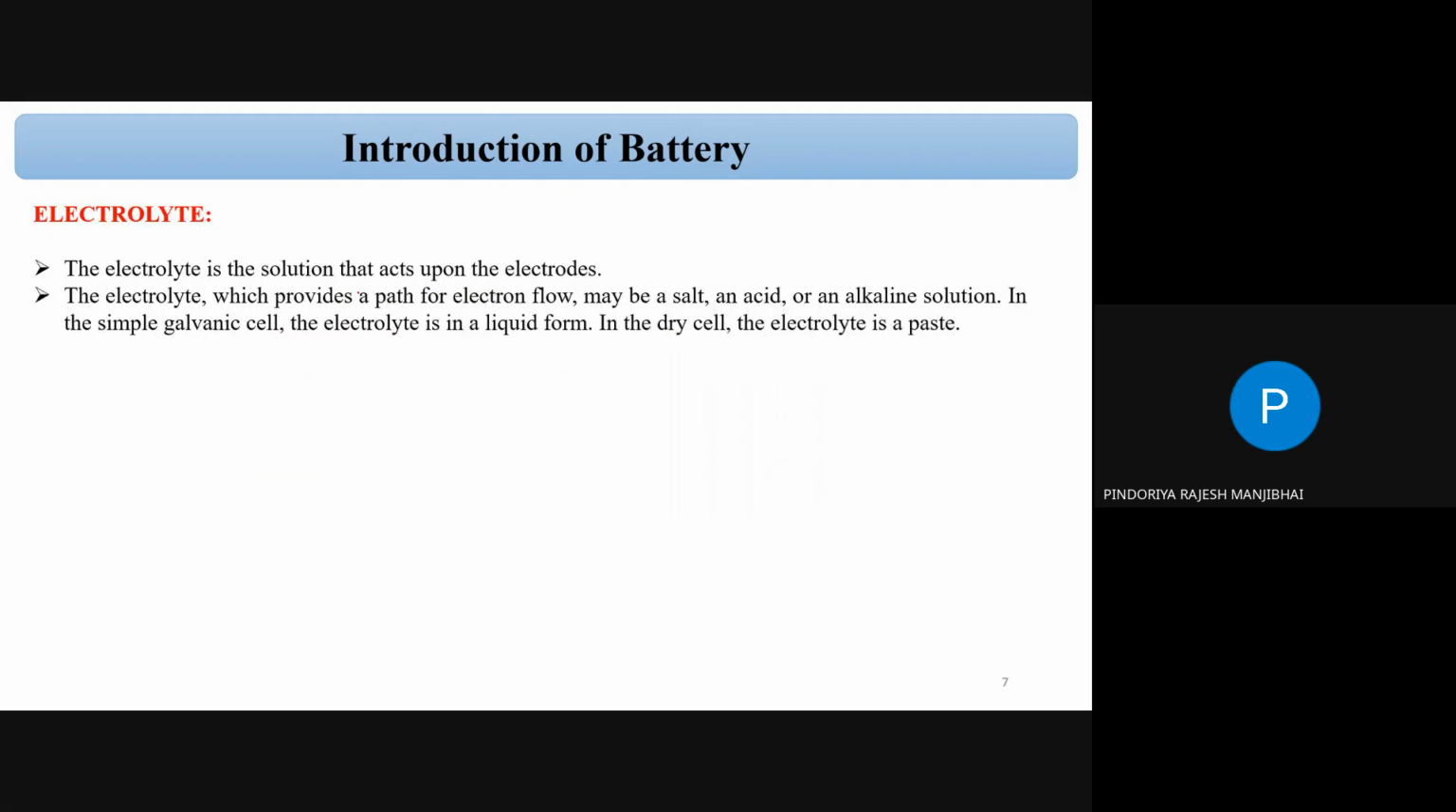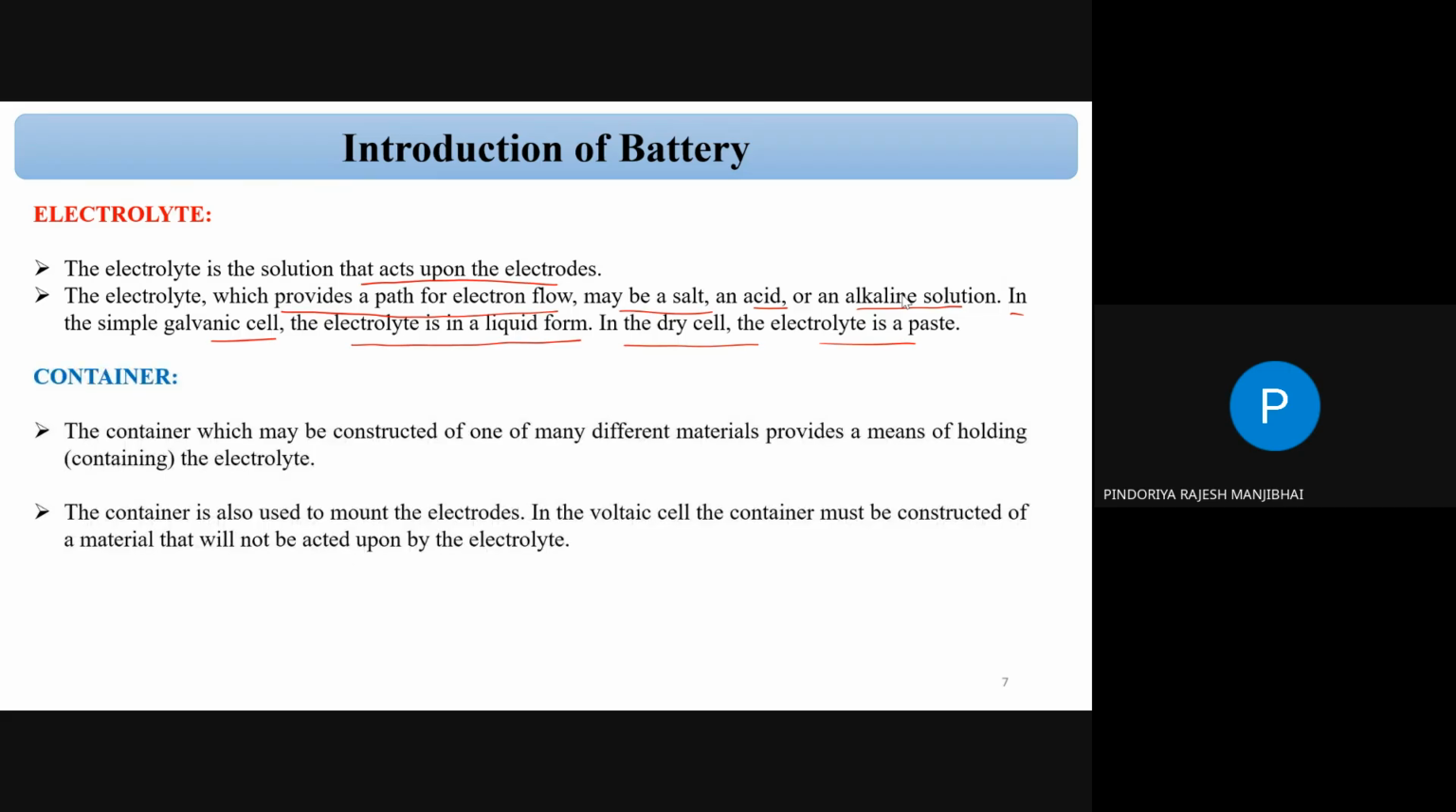Electrolyte is a solution that acts upon the electrode. The electrolyte provides the path for the flow of electrons, and may be a salt, an acid or an alkaline solution. In the simple galvanic cell, the electrolyte is in liquid form. In the dry cell, the electrolyte is a paste, correct? As I said, like the A4 cell, we have a dry cell.